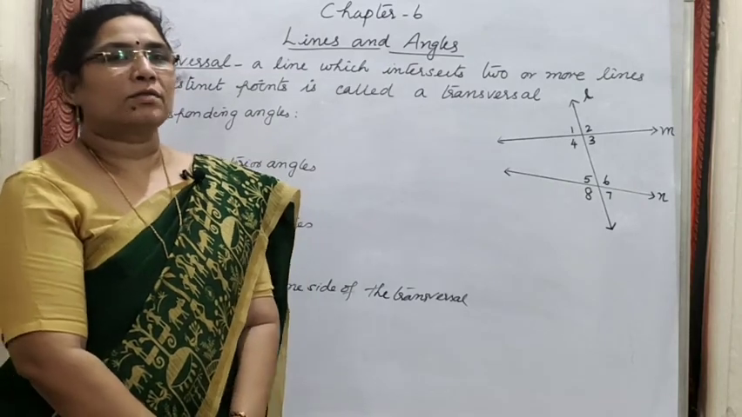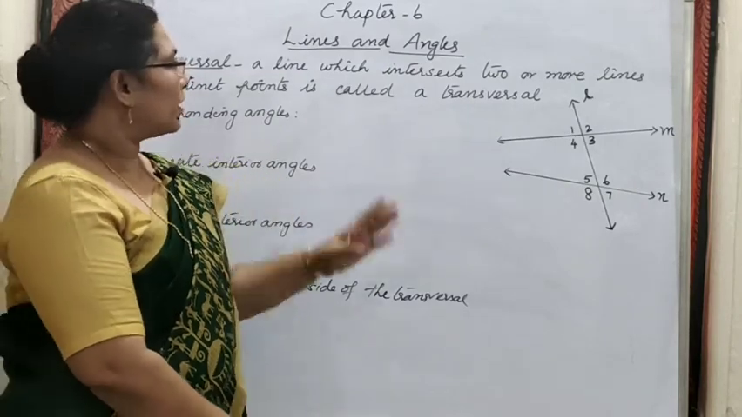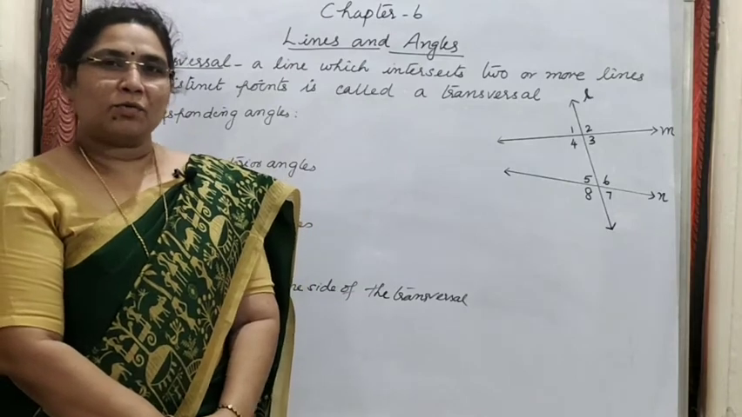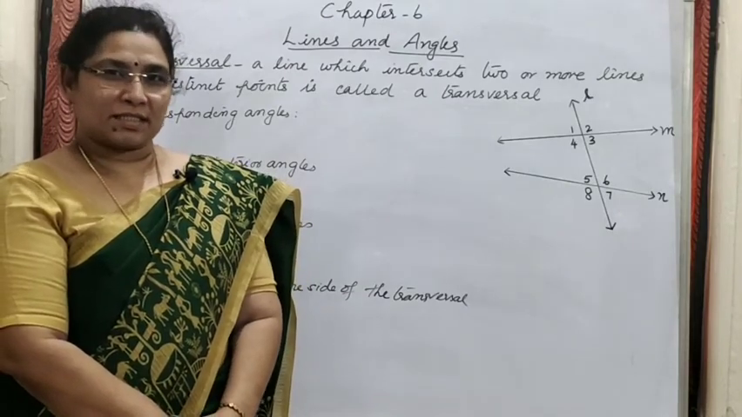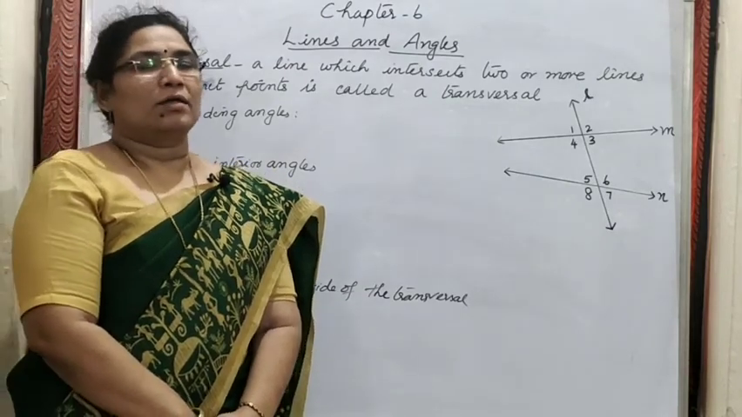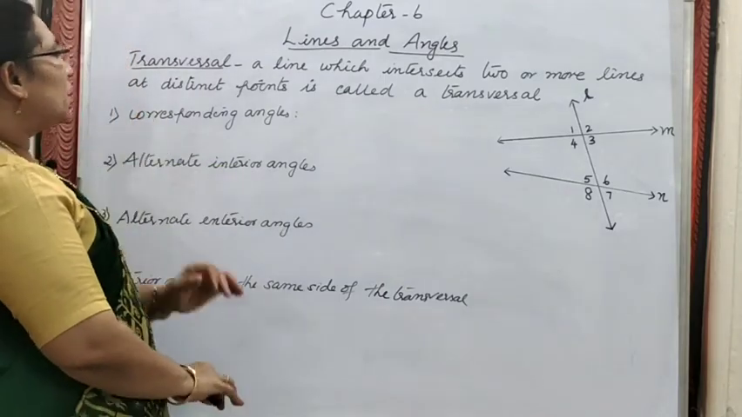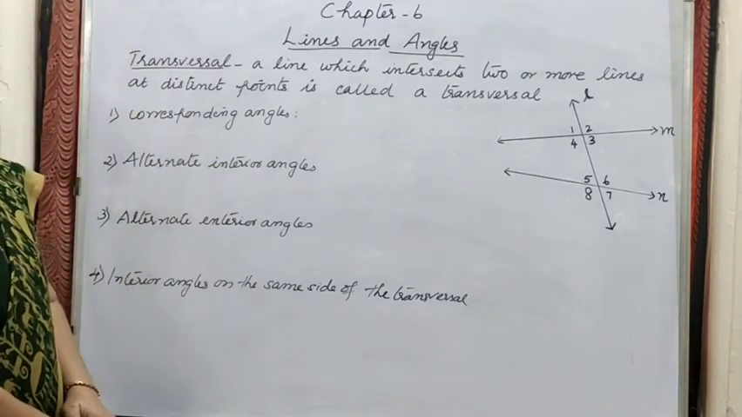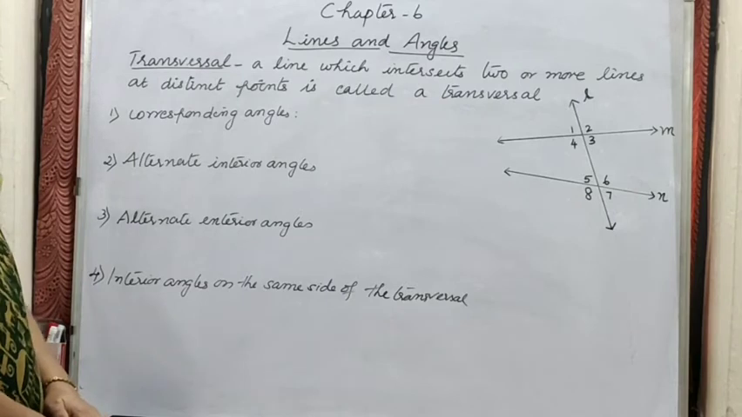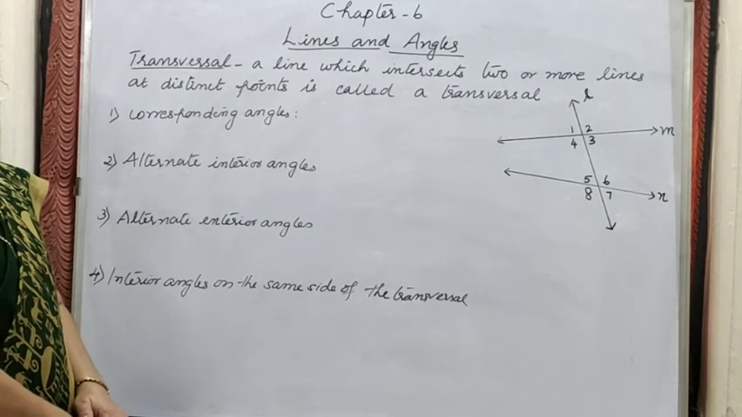Good morning, children. Today again we are continuing the chapter lines and angles. Now you came to know that the geometry chapter is a little bit difficult. So listen carefully. So what is a transversal? A line which intersects two or more lines at distinct points is called a transversal.